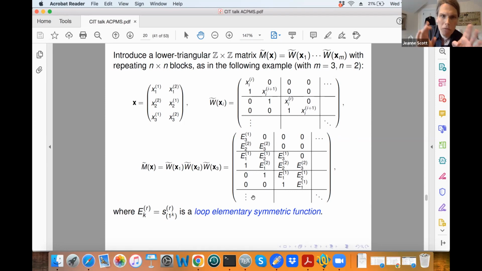When you say minor, finite minors? Yeah, just finite minors. Lam and Pylyavskyy proved that if you take a certain loop Schur function of stretched staircase shape, which is some minor of this matrix, you get a formula that tropicalizes to the energy function.